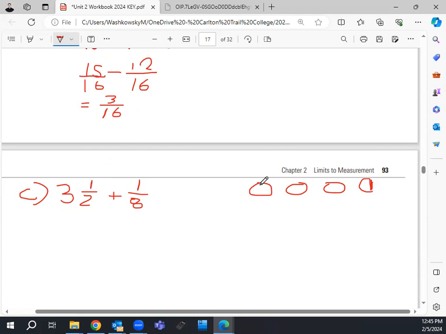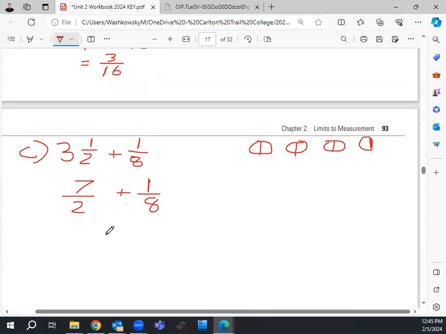So what am I going to do? I'm going to cut my pizzas in half, because that's what my denominator is here, right? And all of a sudden, well, how many halves do I have? I have 2, 4, 6, I have 7. So this is actually the same thing as 7 over 2 plus 1 over 8.